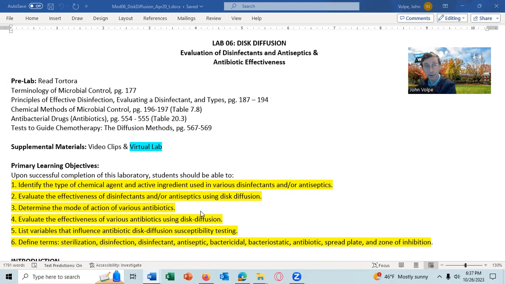5, list variables that influence the antibiotic disc diffusion susceptibility testing. And 6, define the terms sterilization, disinfection, disinfectant, antiseptic, a bactericidal agent, a bacteriostatic agent, and an antibiotic, the spread plate technique, and a zone of inhibition. Any questions about what we're covering today?